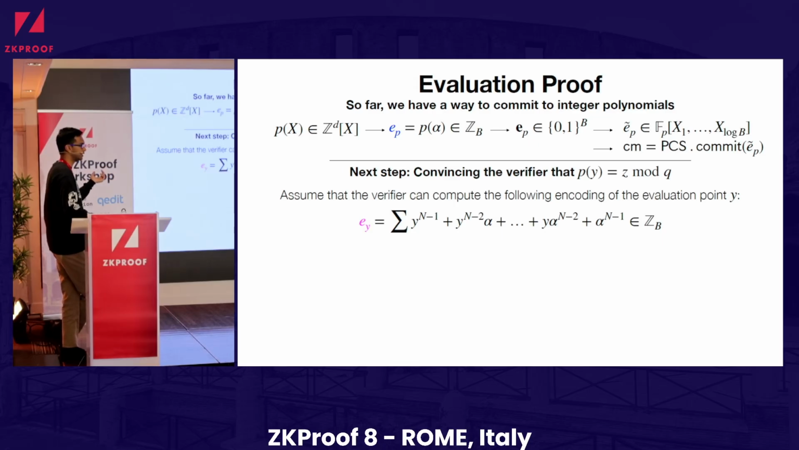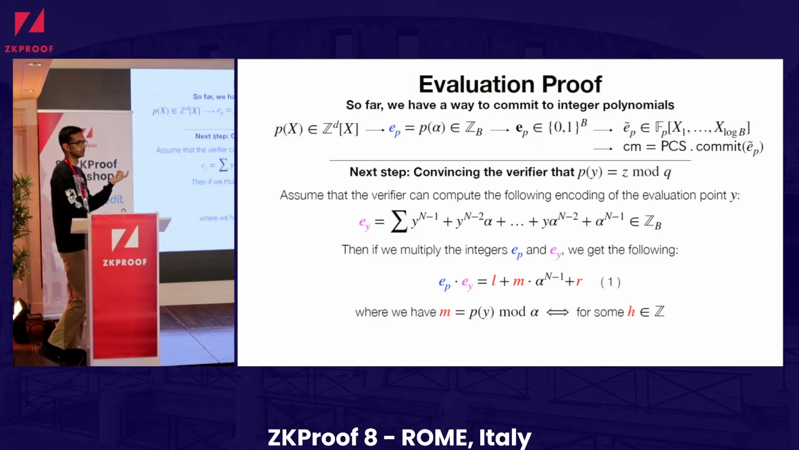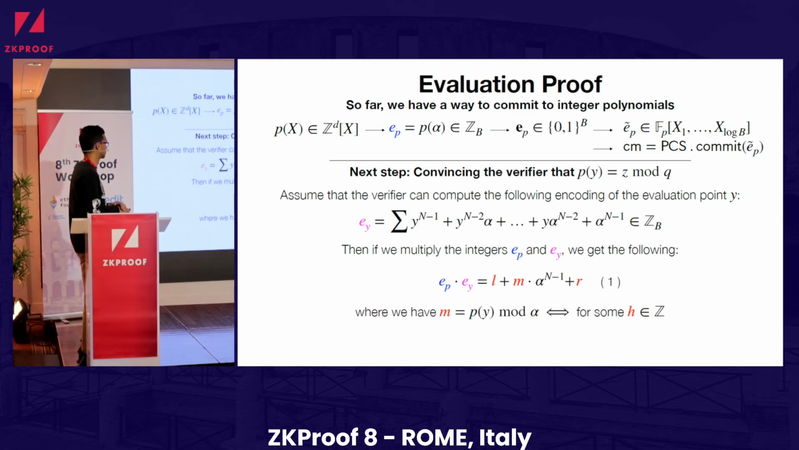Let's multiply e sub p and e sub y. You basically get something that looks like an integer polynomial multiplication. And if you look at the coefficient of the term alpha to the n minus 1, you exactly get p of y mod alpha. And you have some terms on the left and some terms on the right. I've denoted them by L and R, which are just junk. You don't care about those things. Those are just shifted inner products.